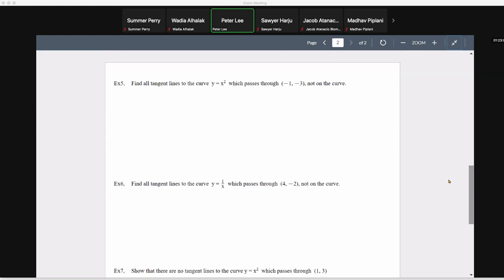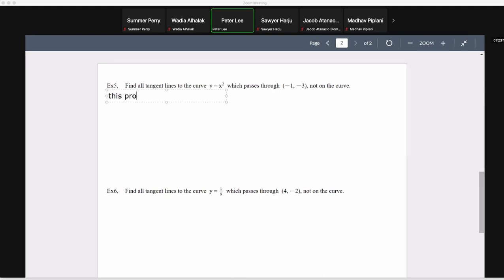Example 5 is actually the kind of problem which I gave you on midterm 0. This problem can be done without calculus. In fact, I did give you this kind of problem before already. Try this. Do this problem. Now, since we're in chapter 2 and we learn calculus, we can do this by calculus. It's much easier this way.